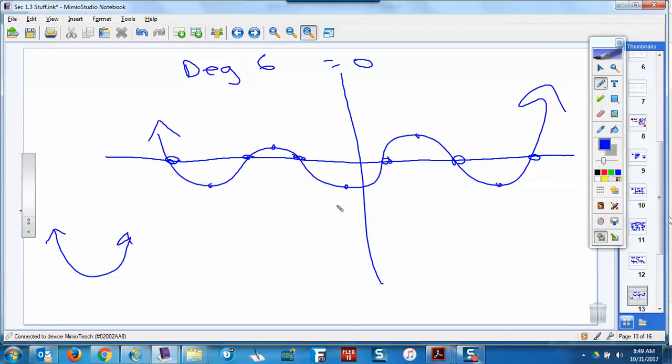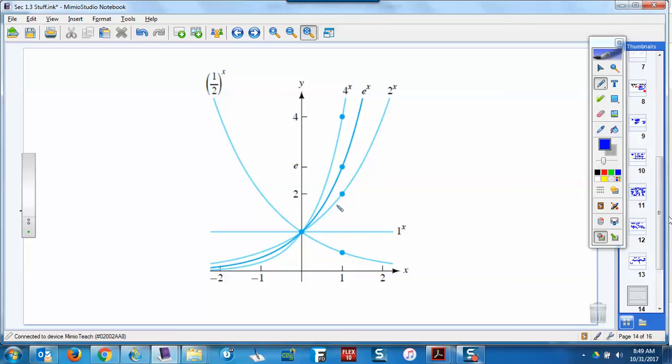They don't have too much crazy stuff going on. Okay, so that's polynomials. Let's move on and talk about exponential functions real quick. Exponential functions always cross at the point (0, 1), right? We talked about that yesterday. 2 to the x, e to the x, 4 to the x.